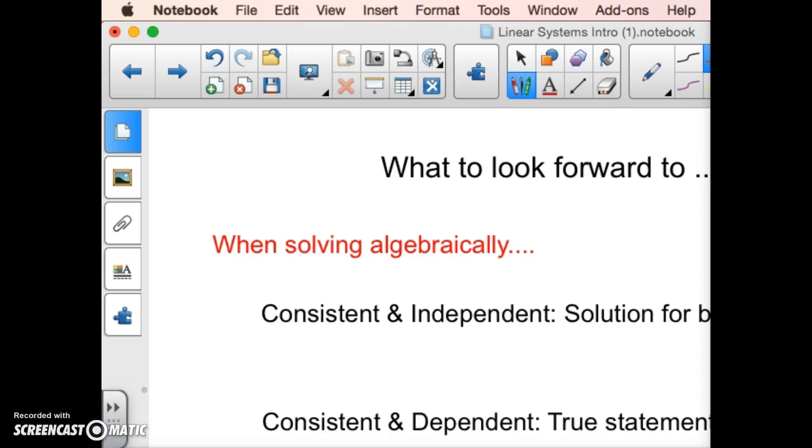In the inconsistent case where you're going to have the parallel lines, the variables will cancel out, but the numbers will not cancel out. You'll end up with something statement-wise like 0 equals 5, which we know is not true. You could end up with 2 equaling 7. Doesn't matter. Once again, examples, not true. So if you get a not true statement when you do it algebraically, you're going to have an inconsistent system. You have parallel lines.